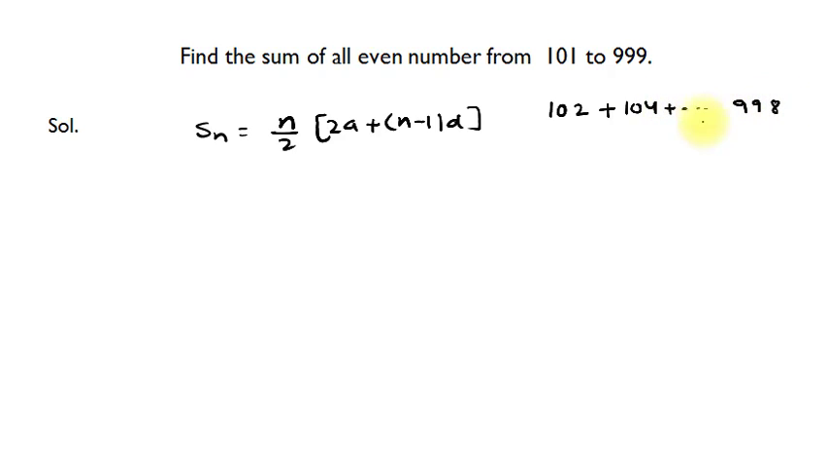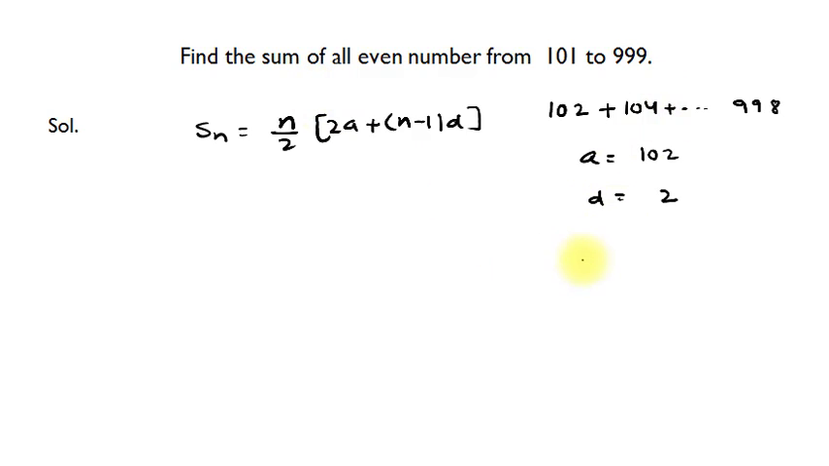So here we have the value of A, and the value of A is 102. We have the value of D, and the value of D is 2, being the even number. Even numbers separate themselves by 2, that is, two consecutive even numbers. The difference between the two consecutive even numbers is 2, and here we have to find the value of n.